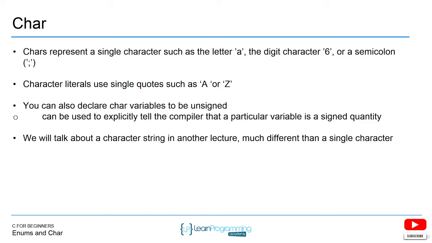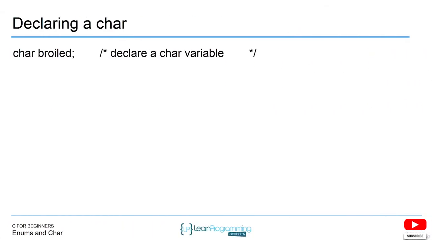A character data type is just a single character inside single quotes. We have a whole other section where we're going to talk about strings. This would be a sequence of characters, a number of characters. So don't get char confused with string. If you want to declare a character and use it, you can simply specify the data type char and then the identifier. So in this example, we have char broiled. That's declaring a variable named broiled of type char.